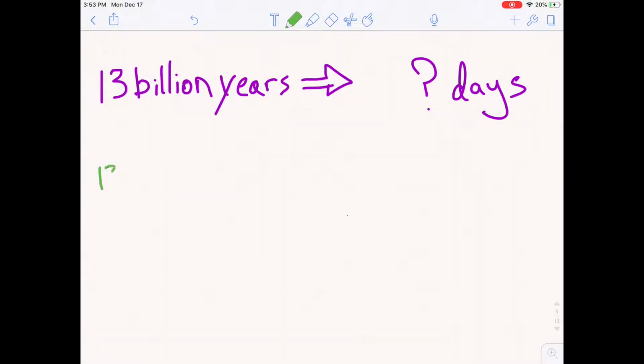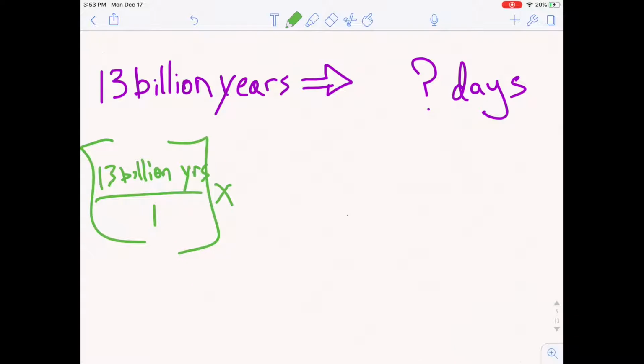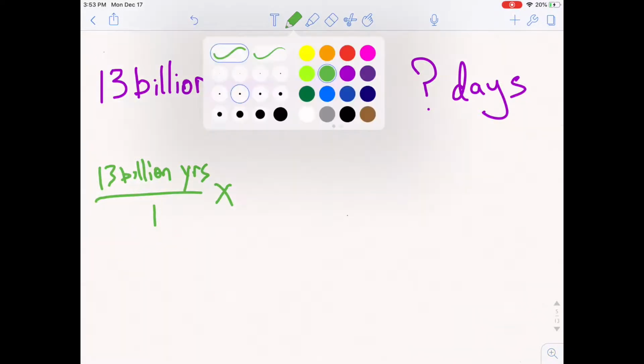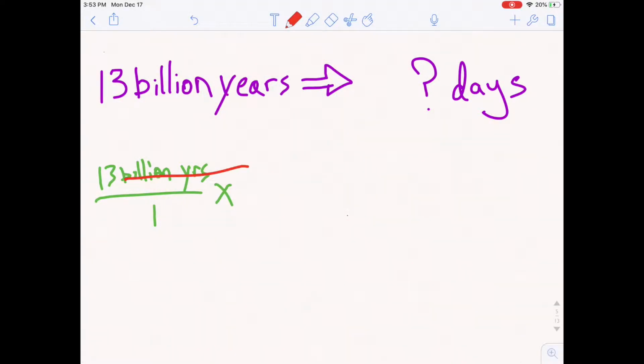Over here on the left, I'm going to write 13 billion years, because that's our given, over 1. I always like to write it over 1, because we're going to be dealing with fractions a little bit, and this turns that into a fraction. I can divide anything by 1. I'm allowed to do that in math. So I need to multiply this term right here by something that will get rid of billions of years and turn it into days.